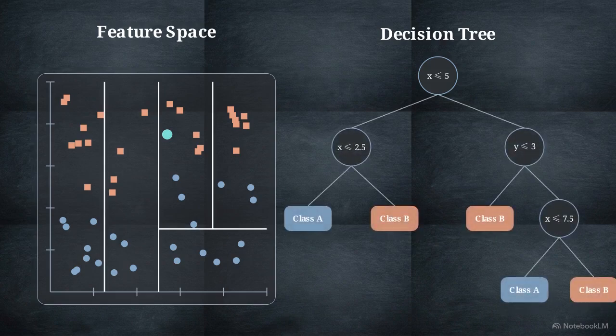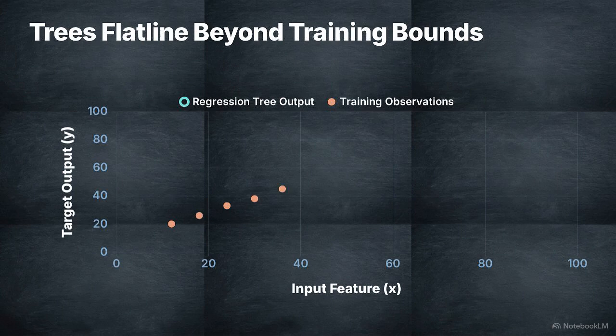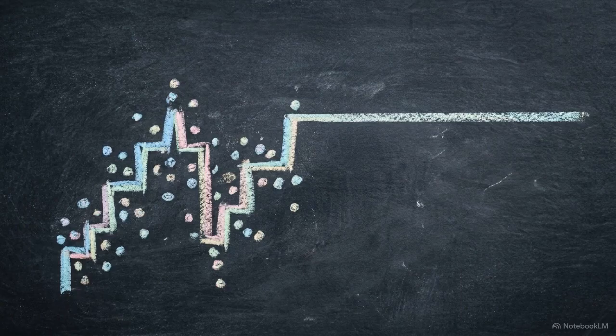The second major trap occurs in regression trees. Watch what happens to the prediction line when the input moves past the bounds of the training data. The prediction goes flat. A leaf node can only output the mean of the training observations it holds. The tree is entirely blind to any linear trends outside the range of its training boundaries.